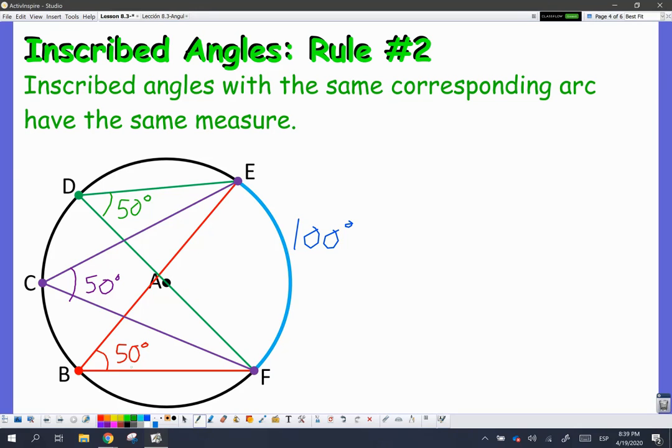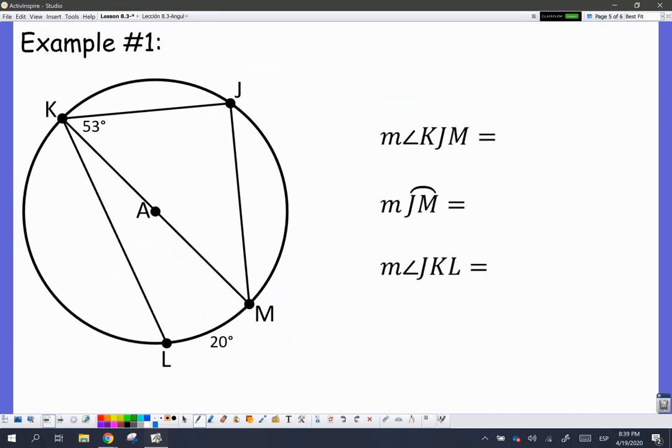Now that we know the 2 rules for our inscribed angles, let's put them to work. We're going to go through a couple of examples and use these rules to help find some missing measurements. Let's go to number 1 first. Here I have a circle, and I'm looking for the measure of angle KJM, the measure of arc JM, and the measure of angle JKL.